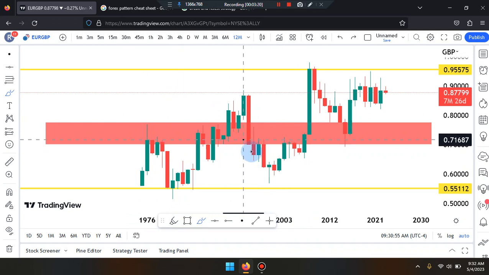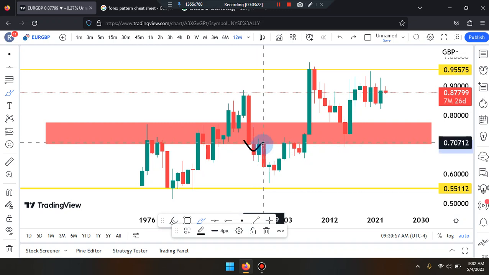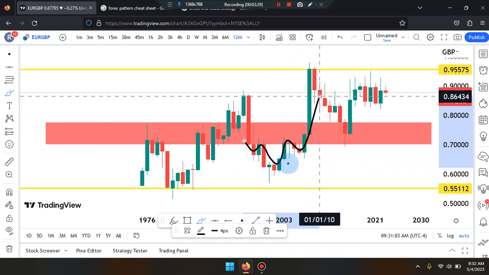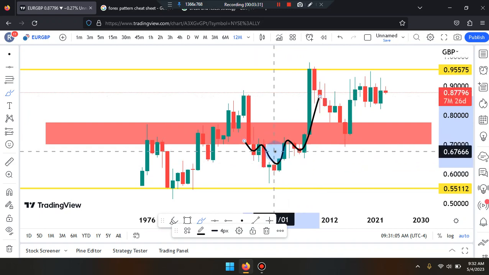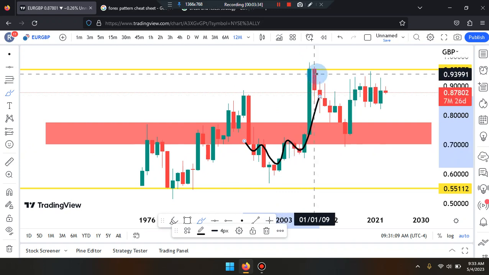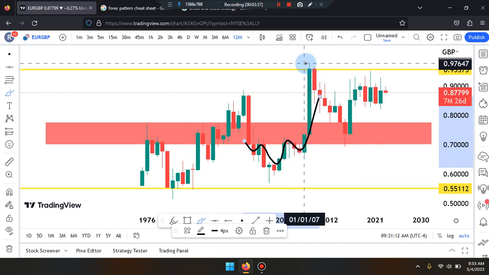So let's go with it. We have a left shoulder, we have a head, and we have a right shoulder, and the market pushed up. So we have a triple bottom or a double bottom and a retest, and the market spiked back up to that previous area of higher highs.